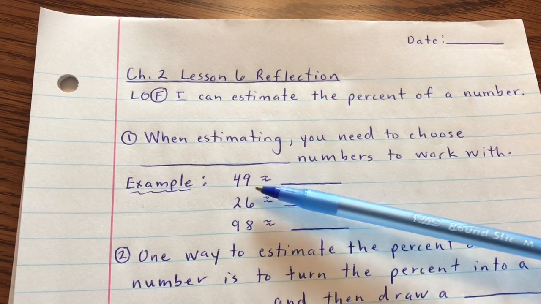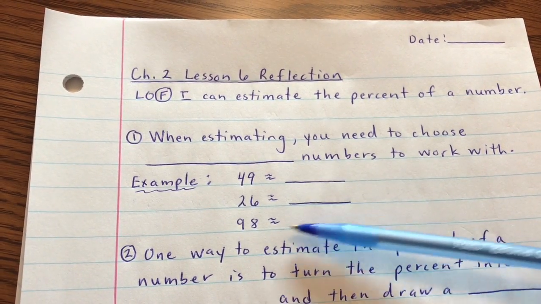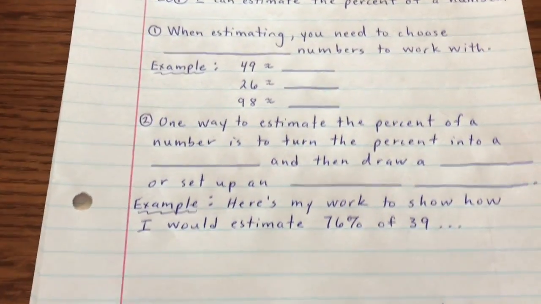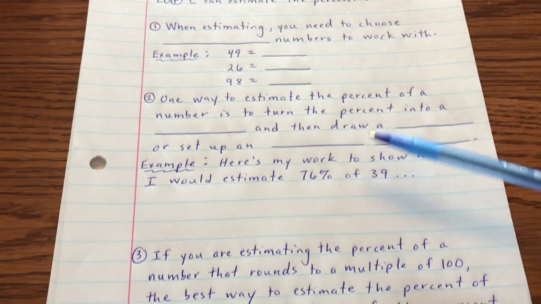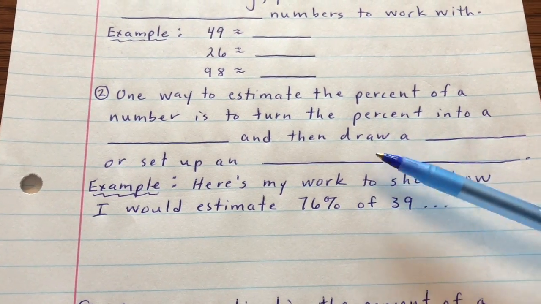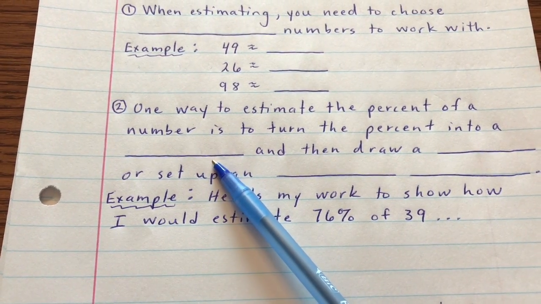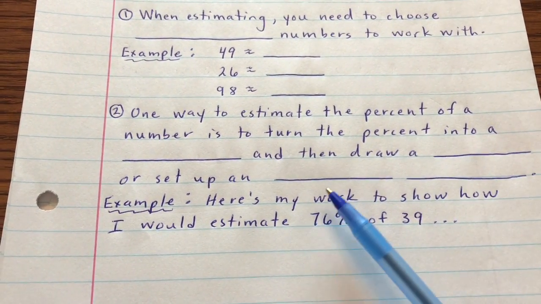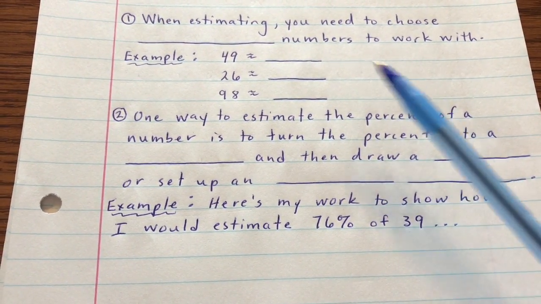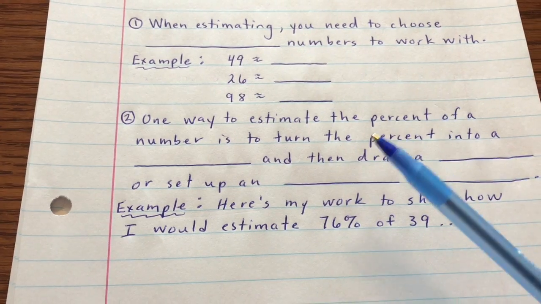And then show examples. What is 49 close to? What number is 26 close to? What number is 28 close to? So that's number 1. And then for number 2 and number 3, we're going to look at the main methods of how we estimate the percent of a number. So number 2, one way to estimate the percent of a number is to turn the percent into a blank and then draw a blank or set up a blank blank. So this was like the first 2 things actually that we looked at in the chapter.